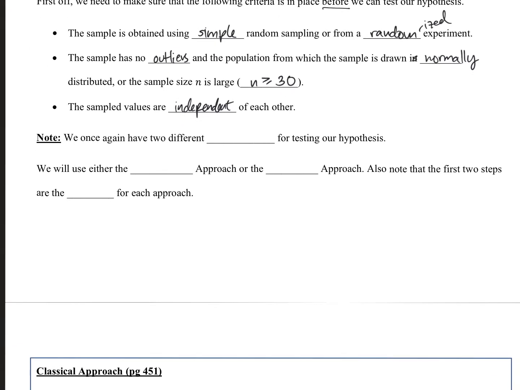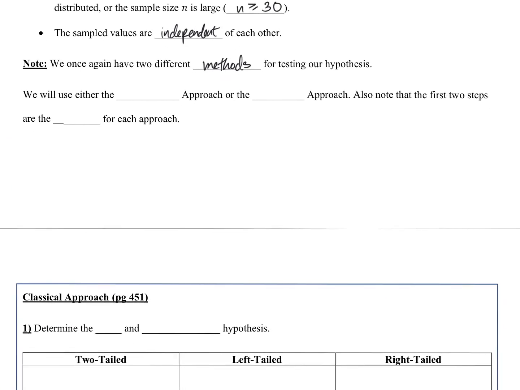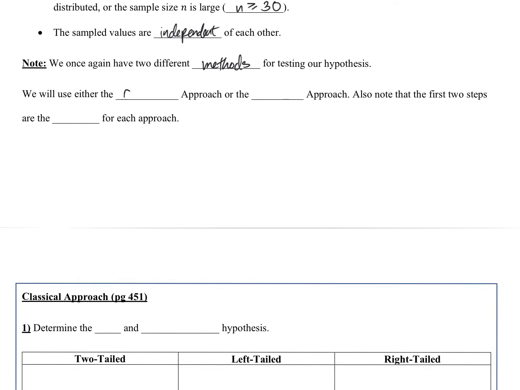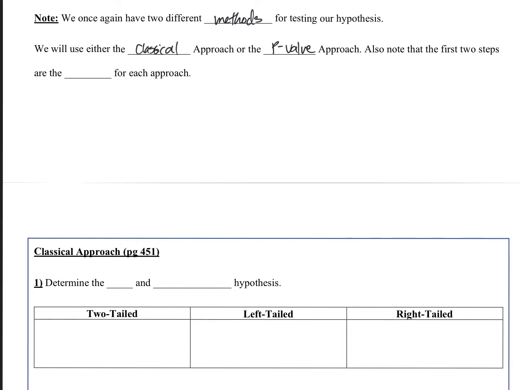Note, once again, we have 2 different methods for testing our hypotheses. We're either going to use the classical approach or the p-value approach. Also note, the first 2 steps are the same for each approach. Basically, the first 2 steps you're always going to follow, regardless of whether you're taking the classical or p-value approach. But after step 2, that's when things deviate.